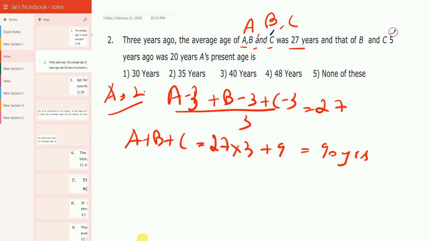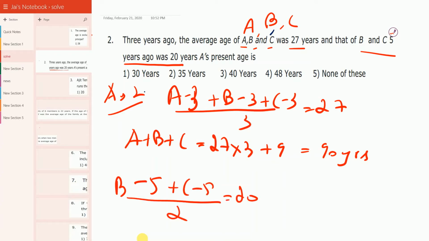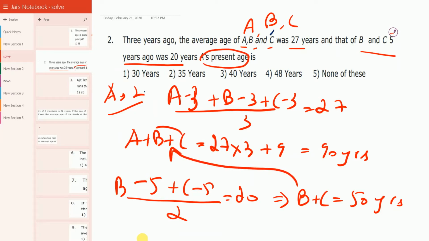And the average age of B and C 5 years ago was 20 years. That is B minus 5 plus C minus 5 upon 2 is 20 years. So from here you can calculate the value of B plus C, that comes out to be 50 years. Now they are asking us the value of A's present age, that is nothing, you need to put the value of B plus C in this equation. So from here you will get the value of A as 40 years. So option C is the right answer to the given question.